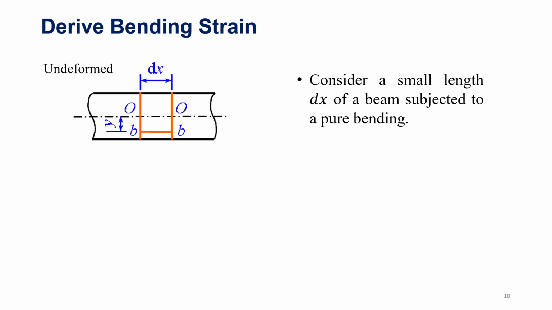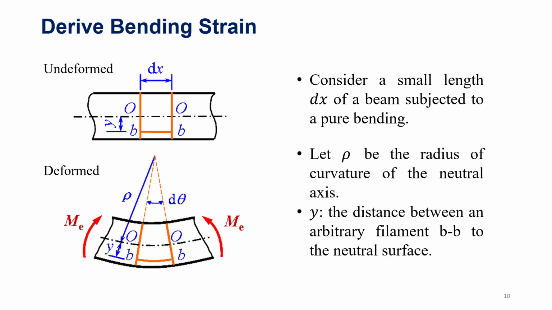So how do we derive the bending strain? Let's consider a small segment here of the beam, subject to bending. Under this pure bending, this straight segment will be curved to an arc shape. Here, as shown in this left bottom figure, let rho be the radius of curvature of the neutral axis, and y be the distance between an arbitrary filament, B to B, on this arc. This y represents the distance between this filament and the neutral surface.